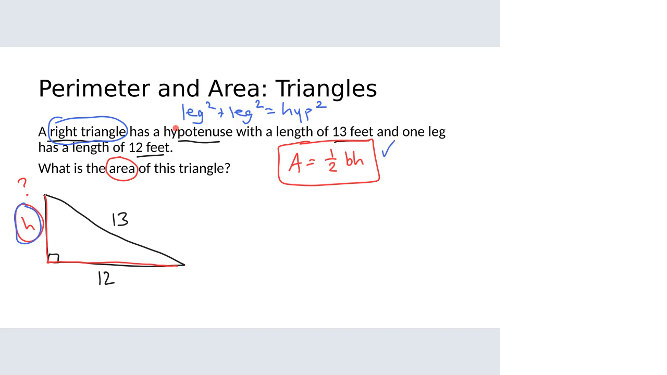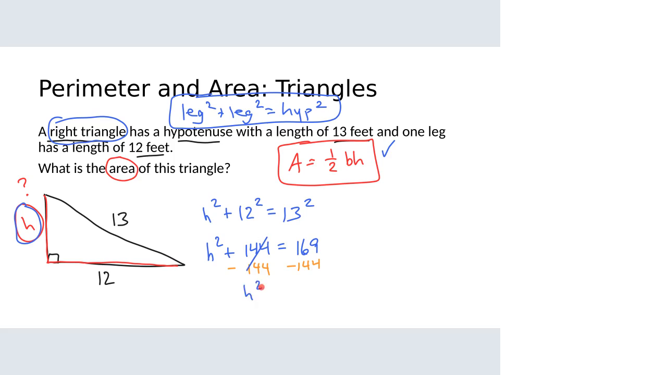So using the Pythagorean theorem, I would have leg squared plus leg squared is hypotenuse squared, or h squared plus, let's see, 12 squared is 144, 13 squared, 169. I'm going to have to do some work here to find out what h is. I'm going to have to subtract 144 from both sides. On the left-hand side, those cancel, leaving me with h squared. And on the right-hand side, I get 25.